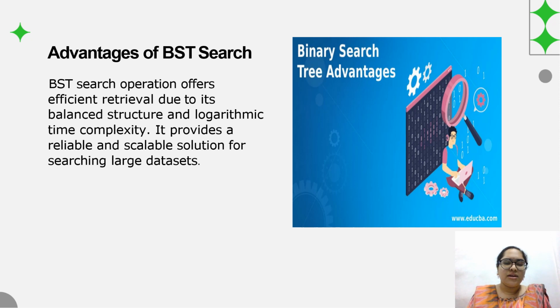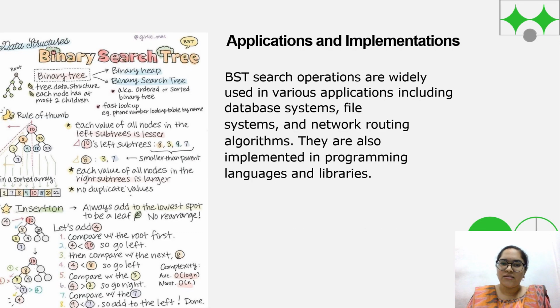Next, the advantages of binary search tree. A binary search tree offers efficient retrieval due to its balanced structure and logarithmic time complexity. So it has the least time complexity, which is good. It provides a reliable and scalable solution for searching large data sets. A binary search tree simply makes the process of searching for an element or information easy. So this is the advantage of a binary search tree.